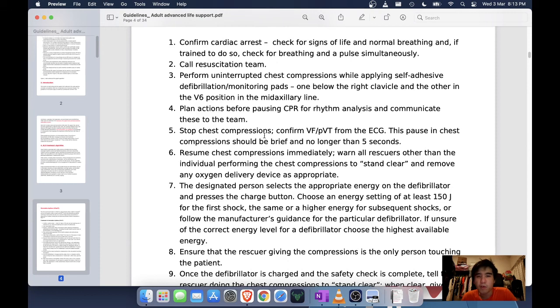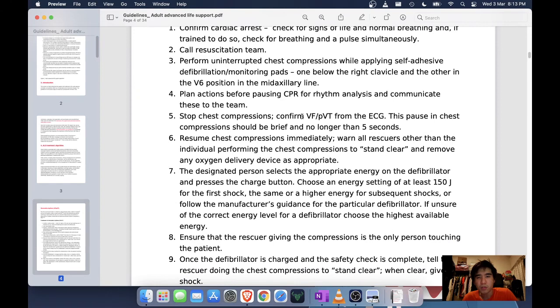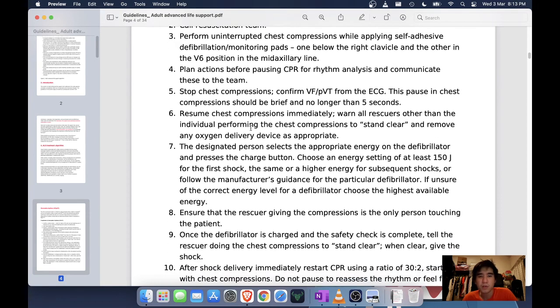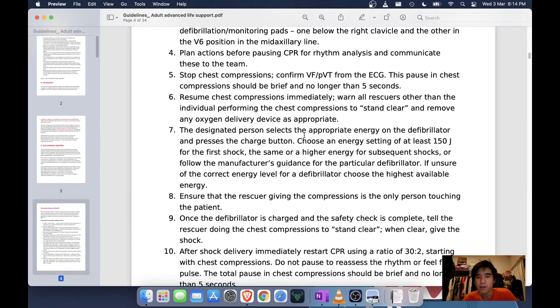Plan actions before pausing CPR for rhythm analysis and communicate these to the team. Stop chest compressions. Confirm VF or pulseless VT from the ECG. This pause in chest compression should be brief and no longer than 5 seconds. Resume chest compressions immediately. Warn all rescuers other than the individual performing the chest compressions to stand clear and remove any oxygen delivery device as appropriate.